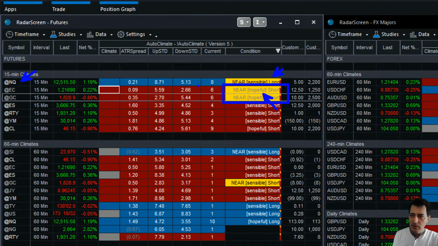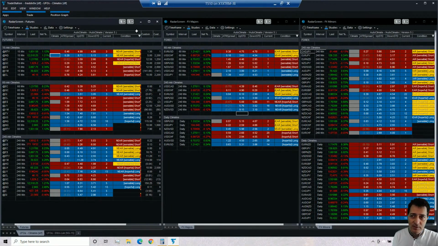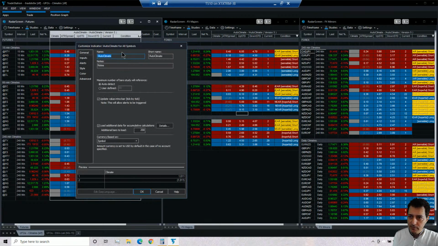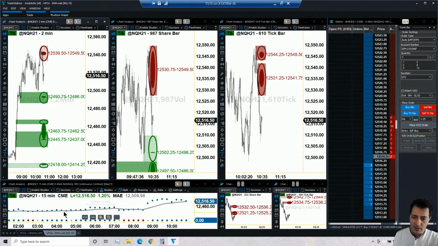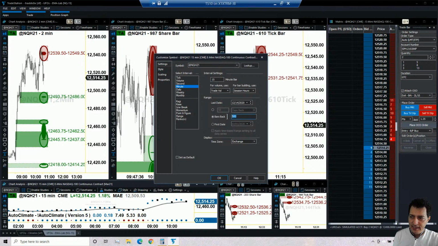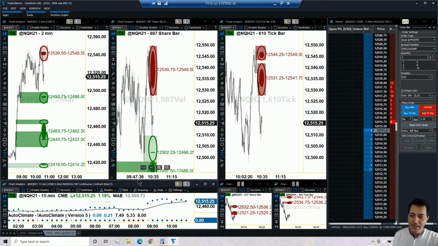Now, of course, the AutoClimate statistics values you see here may vary if you compare the values on the radar screen versus the values on the charts. The reason is very simple: it depends on how many candles you load. Statistics will vary. On the radar screen, if I go to Edit AutoClimate and look at how many bars I'm adding, I got 200. If I look at any one of the AutoClimate charts and check how many candles I'm loading, it's 500. So there will always be a little bit of variation.